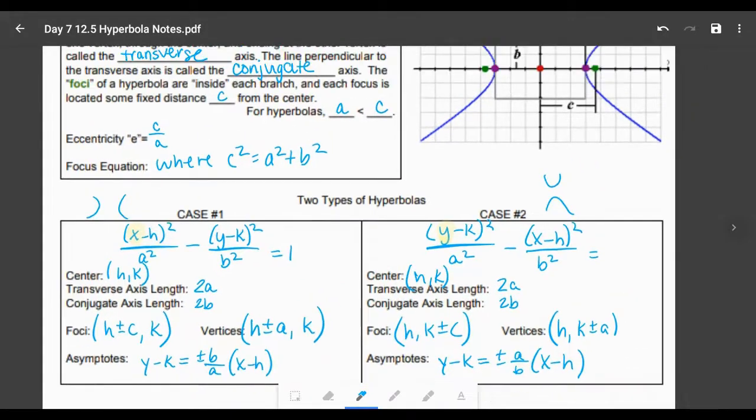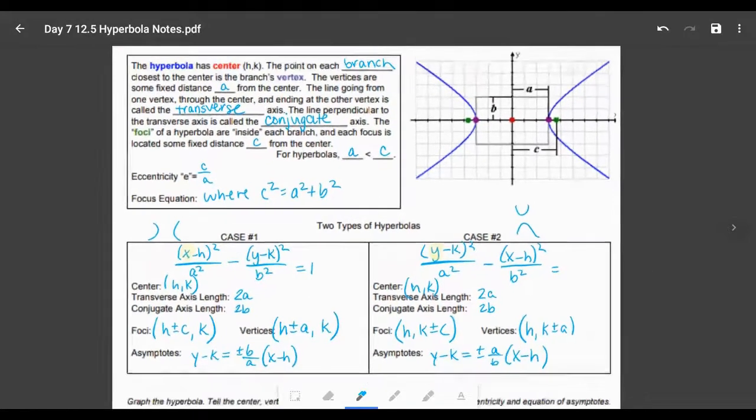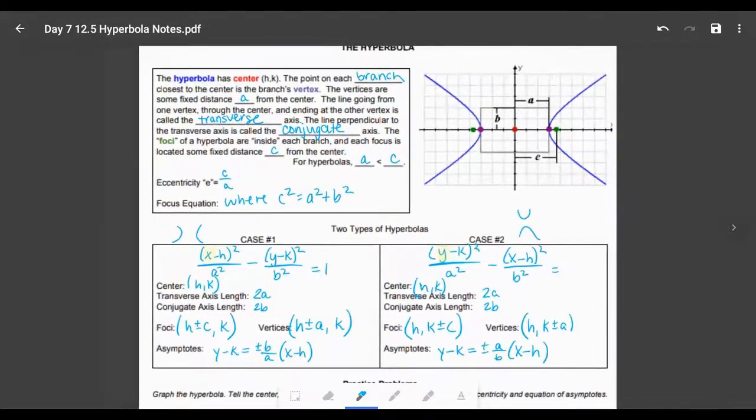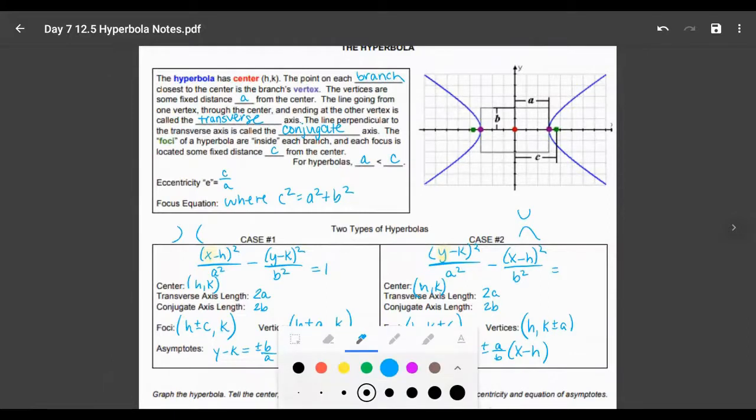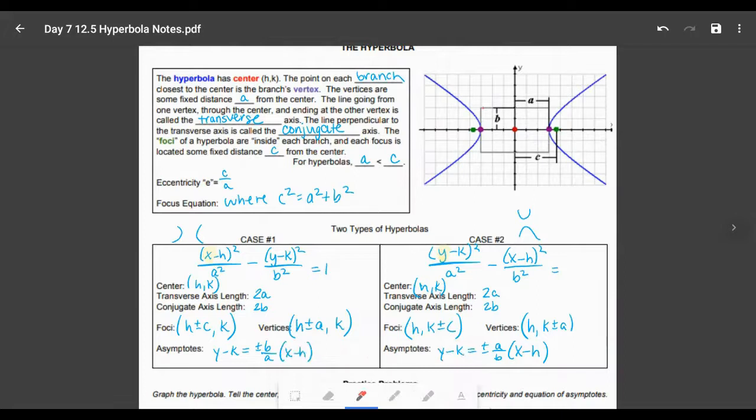All right, we're going to look at our asymptotes on this graph. They go from one corner of this box to the other through the center.